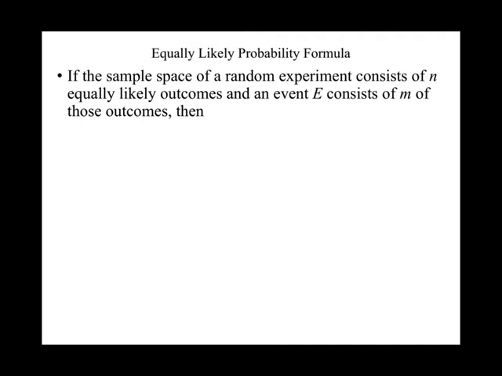Okay, the formula. If the sample space of a random experiment consists of n equally likely outcomes, and an event E consists of m of those outcomes, then you have this formula. This is called the basic probability. The probability of the event that you want is m, the number of those outcomes, over n, the total outcomes.